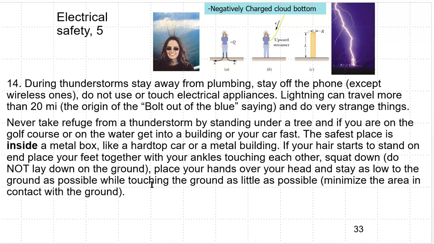During thunderstorms, stay away from plumbing. Stay off the phone except for wireless ones. Your cell phone is okay as long as it's not plugged into the charger. Do not use or touch electrical appliances. Lightning can travel more than 20 miles. That's the origin of the "bolt out of the blue" saying, and do very strange things.